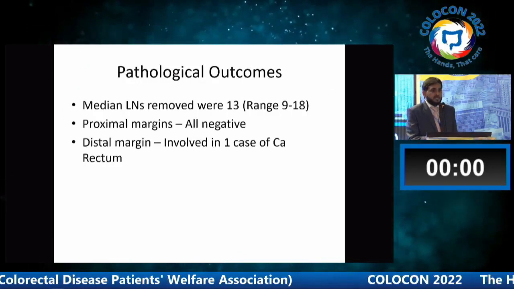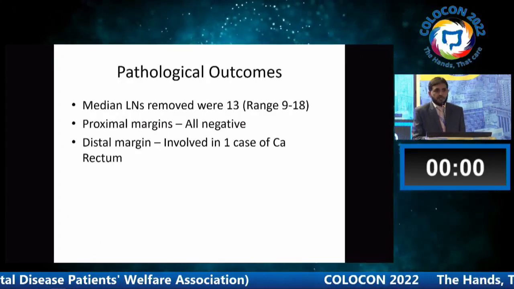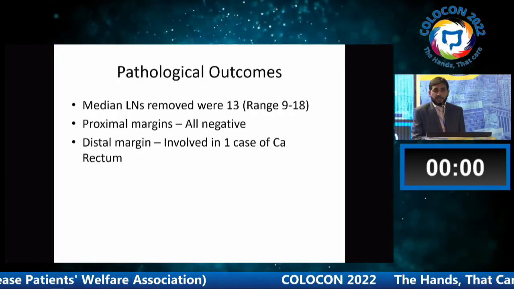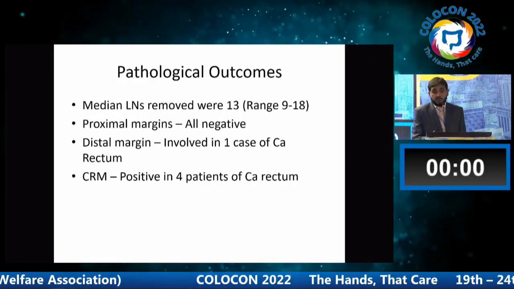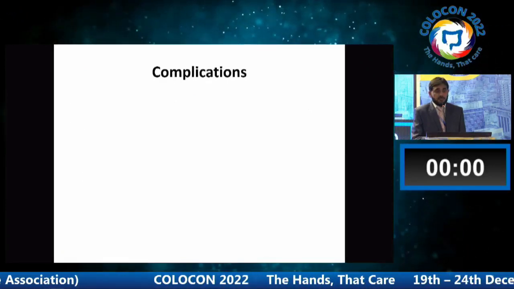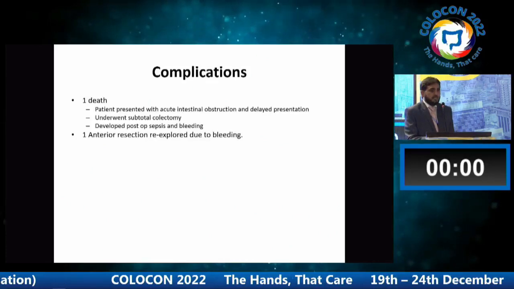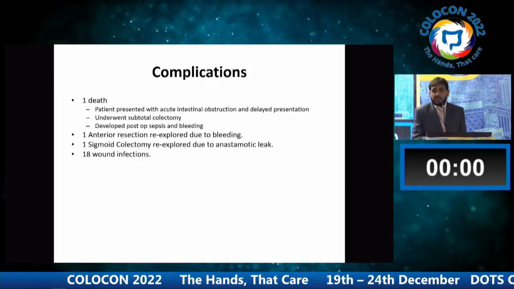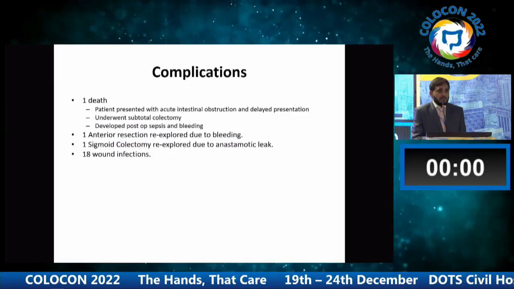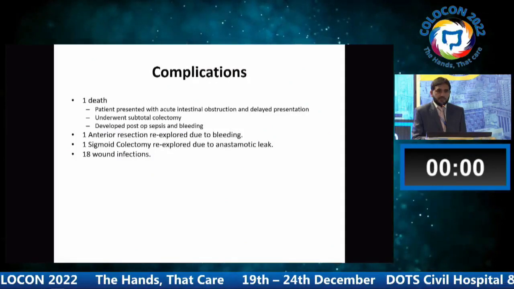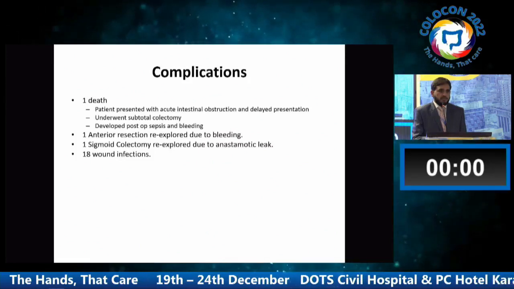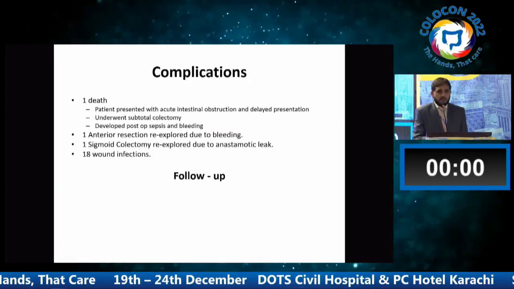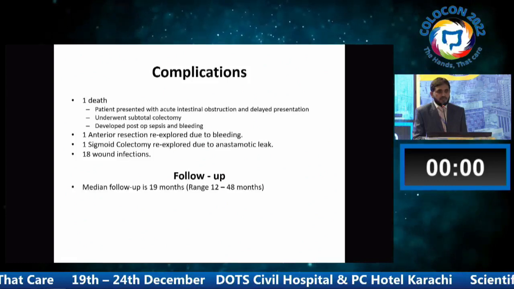Pathological outcomes: median lymph nodes removed were 13, proximal margin all were negative, distal margin involved in one case of CA rectum, CRM was positive in 4 patients of CA rectum. Complications, this is our share: 1 post-operative death due to sepsis and bleeding, 1 anterior resection re-explored due to bleeding, and 1 sigmoid colectomy due to leak. We had to reopen. 18 patients had wound infection.